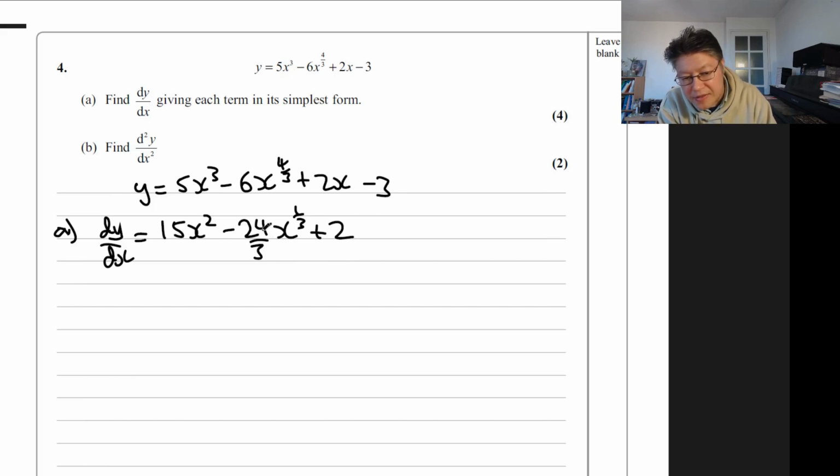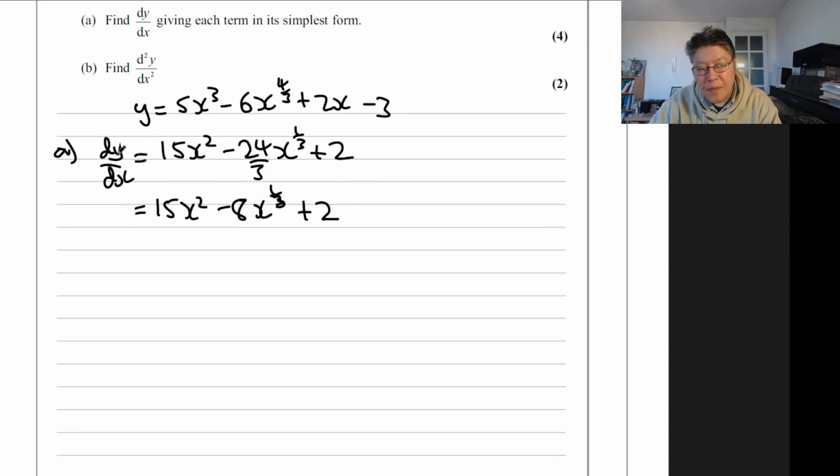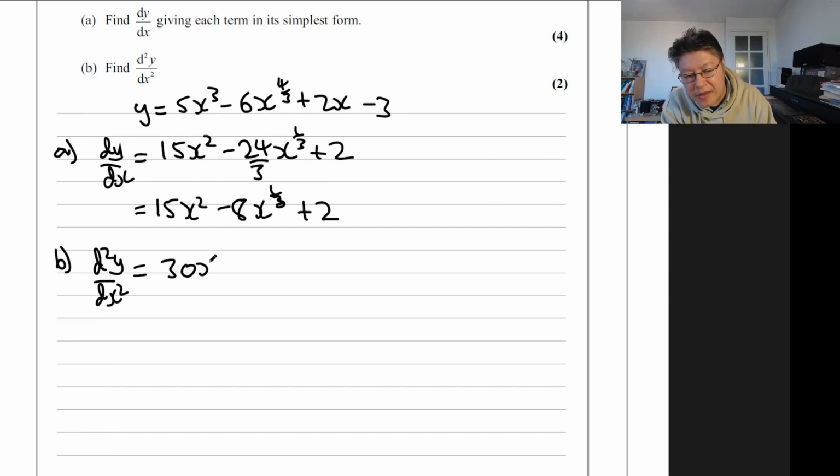And then we just have to simplify this. That fraction simplifies, so we get equals 15x squared, and this becomes a minus 8 x to the 1/3 and plus 2. And part B, we need to do the second derivative. So we have d2y by dx squared equals, and we can differentiate this, gives us 30x. And here the third comes down, gives us minus 8 over 3 x, and if you minus 1 off a third you get minus 2/3, and the plus 2 disappears. So that's the final answer.